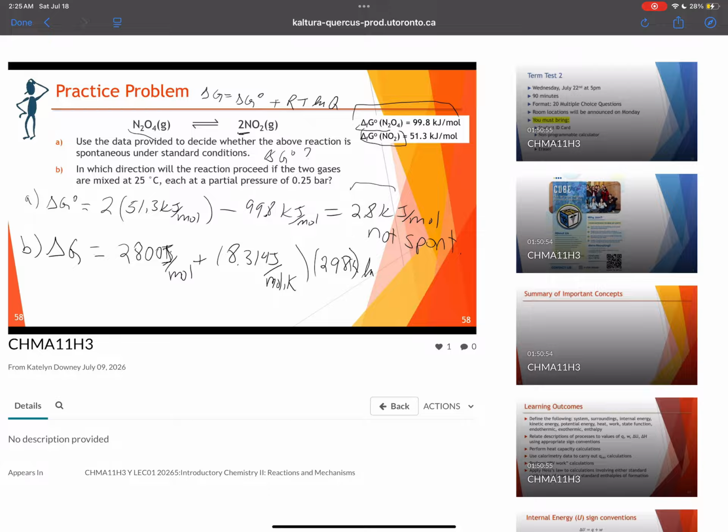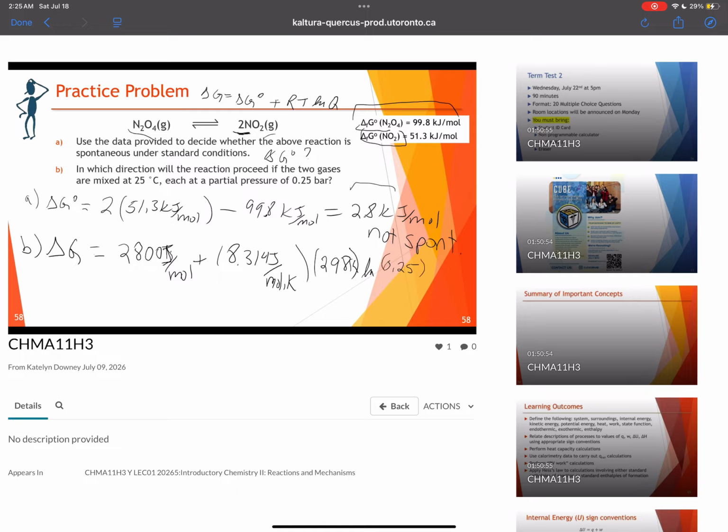Okay, now how do I figure out ln Q for this one? Well, recall that Q is set up the same way as my equilibrium constant. We've got two gases here, so they're both going to be involved in my reaction quotient, right? It's just gases and aqueous substances that are involved in my reaction quotient. And it's going to be my product, which is my NO2, over my reactant. My product and my reactant both have a pressure of 0.25 bars.